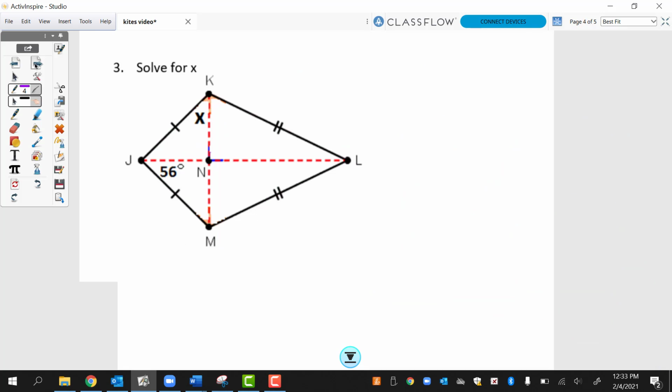Okay, number 3. Now this one is already cut up. Now my X I want to know is in this corner up here. I know this angle down here is 56. So right now I can tell that they are in different triangles. Obviously the 56 is in this little one down here and the X is in this one up here. So I need to figure out where can I put 56 up here? Like how can I put it so that they're in the same triangle to help me?